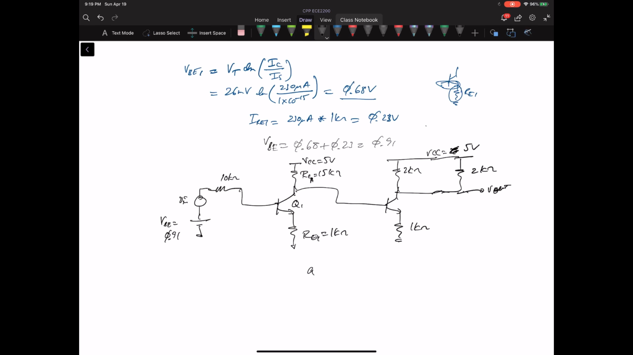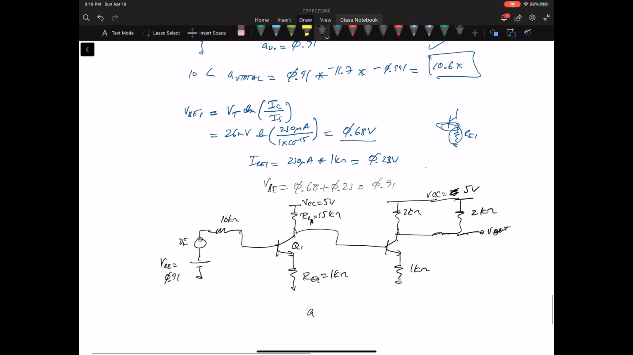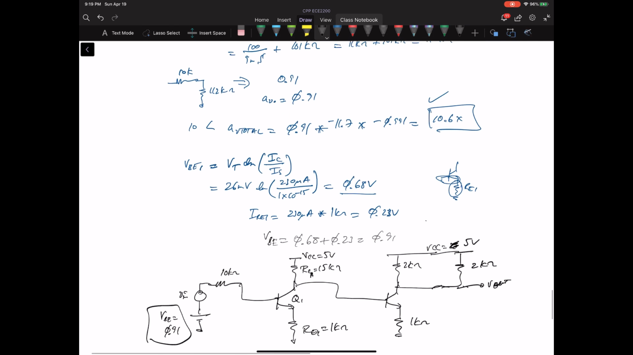And so we met our gain goal. The total A is 10.6x, and we calculated all the parameters. Okay, that's it, guys.